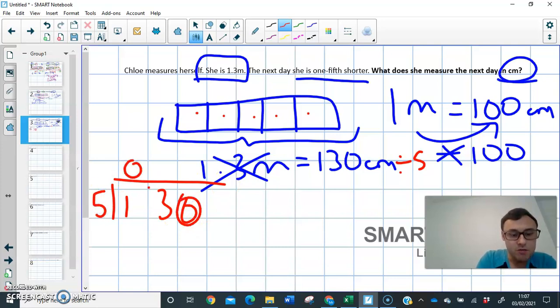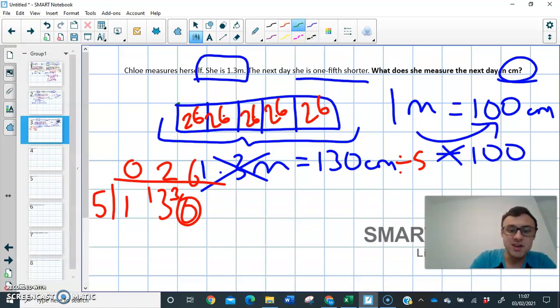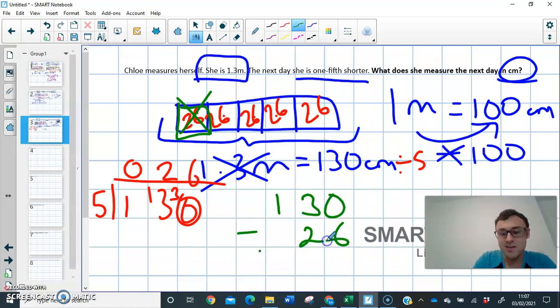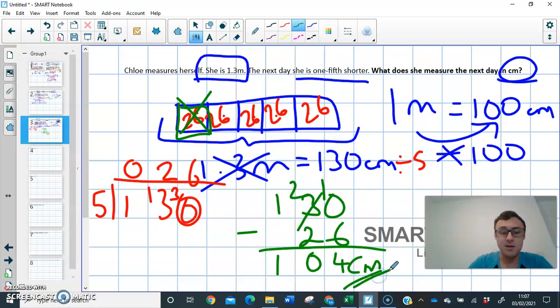5s into 1 don't go, 5s into 13 go twice with 3 left. How many 5s in 30? 6. So I know that each of these are worth 26 centimetres. Now the next day she's 1/5 shorter, so she's this part shorter. That is no longer there. So I'm working out what 130, what she was on day 1, take away my 26s. 10 take 6 is 4, 2 take 2 is 0. So she measures 104 centimetres the next day.